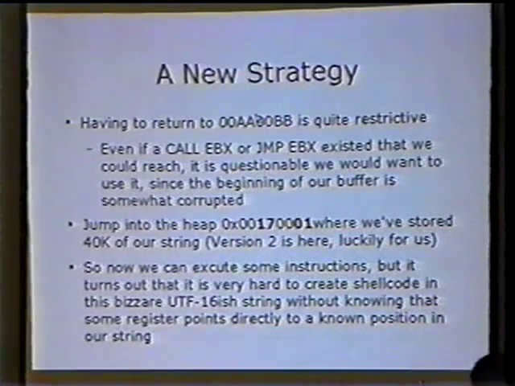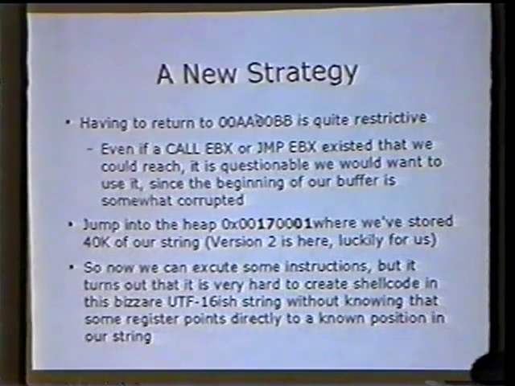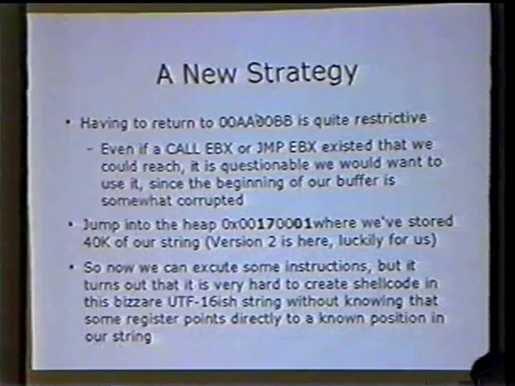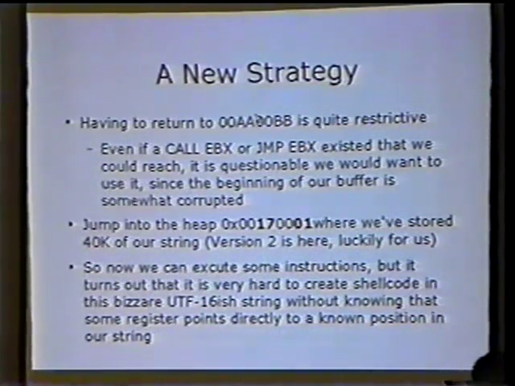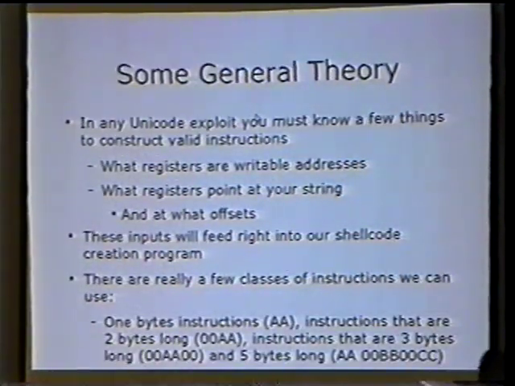And then you think, OK, now I have execution. Let's just write a simple decoder and be done with it. But the reality is that it's really, really hard to write a Unicode decoder. And by decoder, I mean something that will transform Unicode data into actual machine code data, for those of you who are not familiar. But it's really hard to do that unless you know that a particular register points to a particular place in your shellcode. And this is pretty much one of the keys to the trickiness of this overflow.